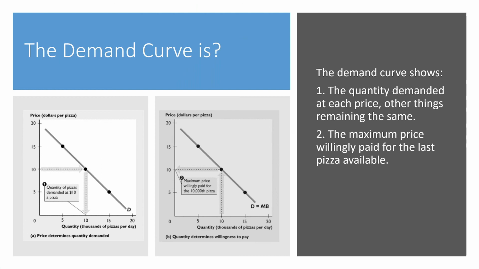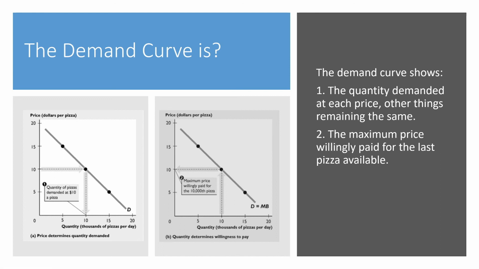So let's have a look at the demand curve. The demand curve shows us two things: the quantity demanded at each price, other things remaining the same. And we've got our nice little graph here. We understand that from our previous lecture. At $10, the quantity of pizzas demanded in this example is 10,000 pizzas. The market demands 10,000 pizzas when the price is $10.